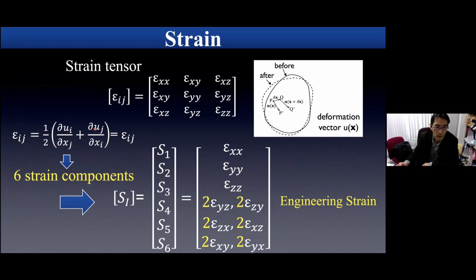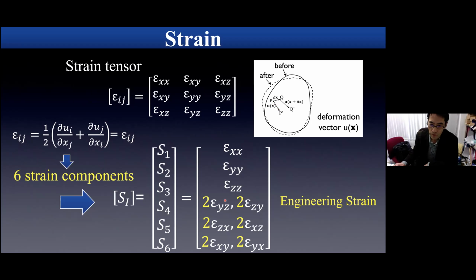Clearly the strain components also show symmetry, that is epsilon ij equals epsilon ji. So also 6 components can be considered, and we denote them S1 to S6.